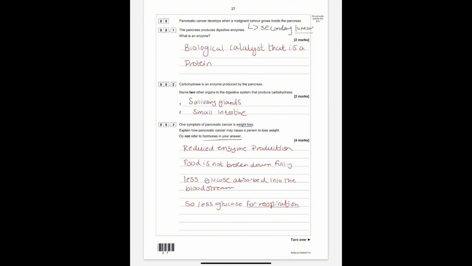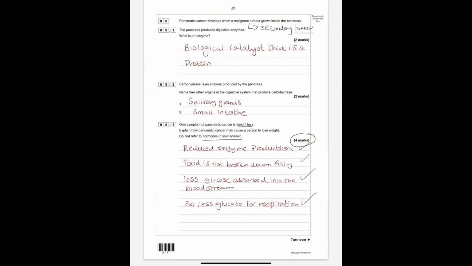So what I've written down here is that it reduces the enzyme production, because remember, the pancreas does make enzymes to help digest your food. So it's going to reduce the enzyme production, and for that reason, your food is not going to be broken down fully, or the food is not digested fully. And then therefore less glucose is absorbed into the bloodstream. So if there's less glucose, that means there's going to be less glucose for respiration to occur. And this will get you 4 marks. Okay, all these points that I've written over here will get you 4 marks.